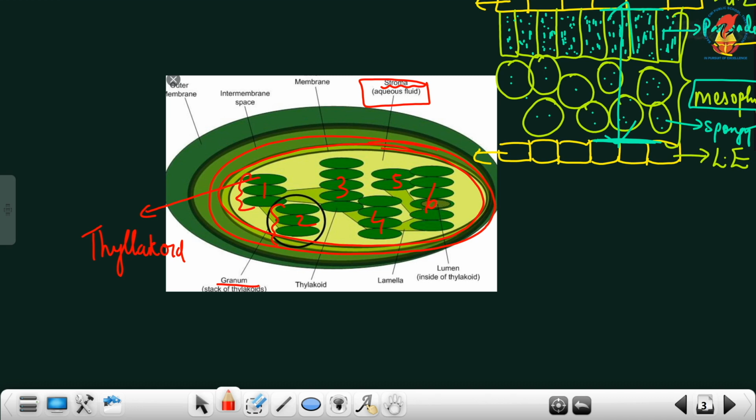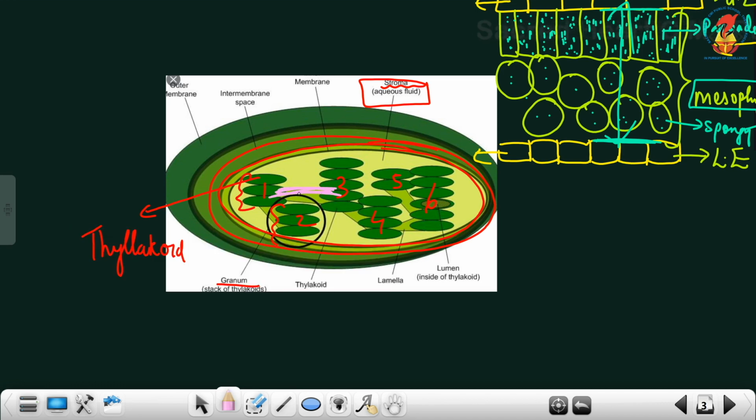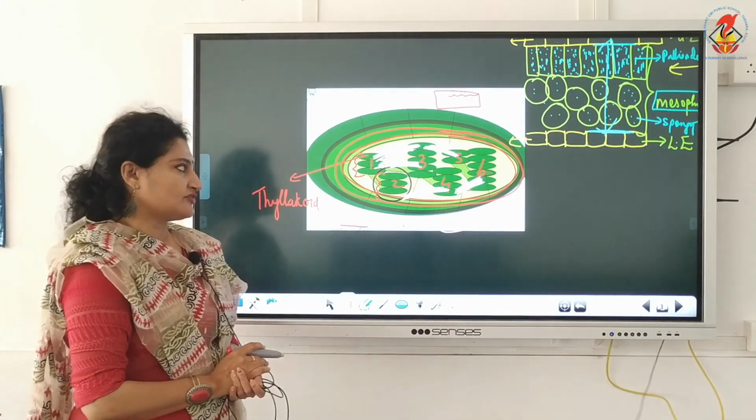And also another structure you can see, the granae are interconnected with each other. The thylakoids of each granae are interconnected with some rod-like structures. These rod-like structures are called stroma lamella. Because they are located in the stroma, they are called stroma lamella. So these are the basic structures of the chloroplast.